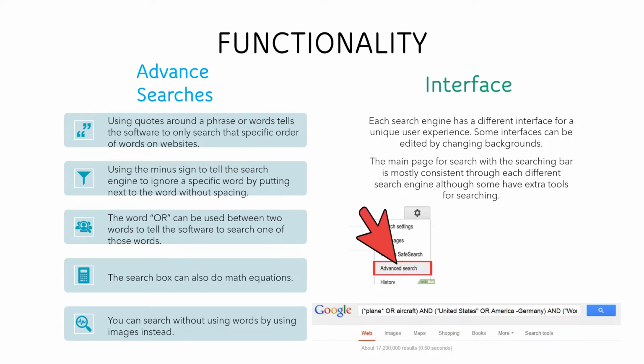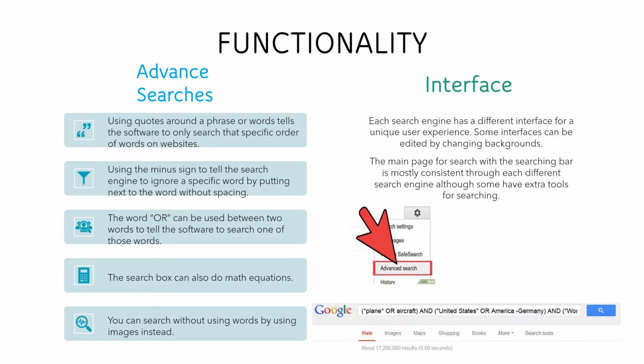And the search box can also do math equations. When it comes to Google, you can search without using words by using an image instead. That's something people do not really know. I think it's called reverse image search.